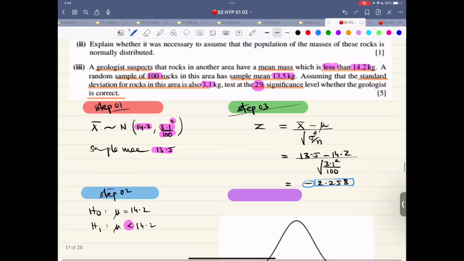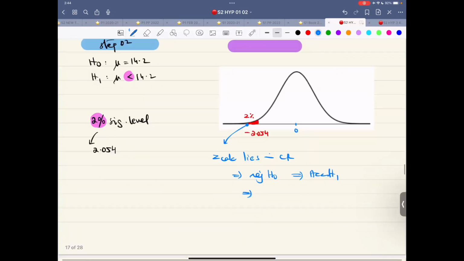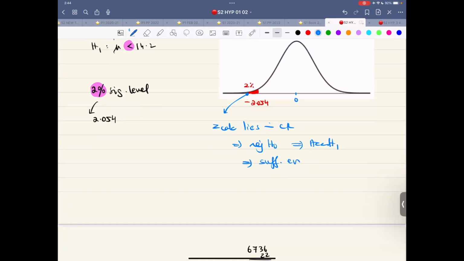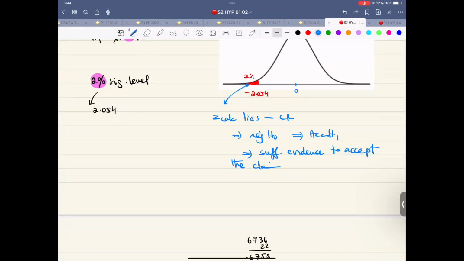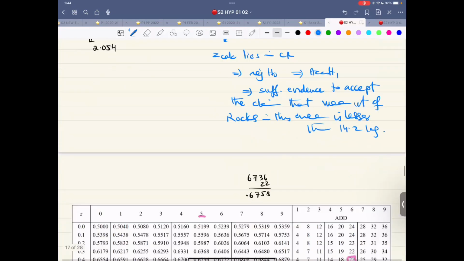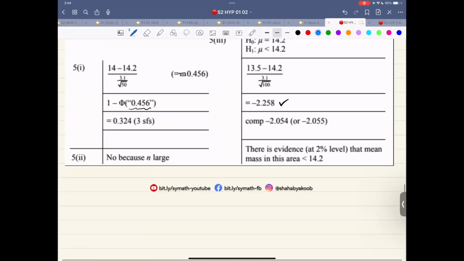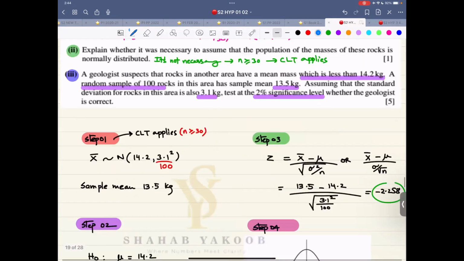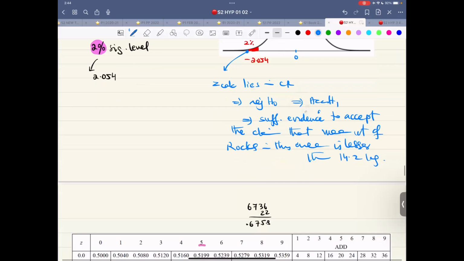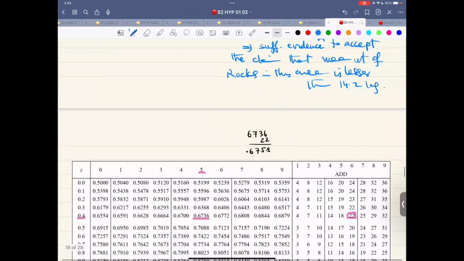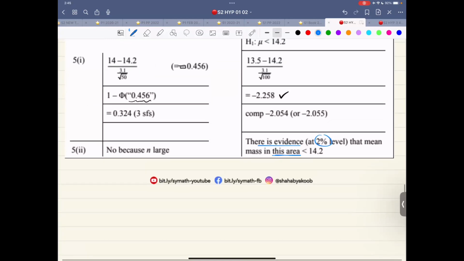Therefore, in the context of this question, do we have sufficient evidence? Yes, we have sufficient evidence to accept the claim that the mean weight of rocks in this area is lesser than 14.2 kg. Let's first look at the mark scheme. The evidence, yes, there is sufficient evidence at the 2% level. I should mention this, so that the mean mass in this area is lesser than 14.2.